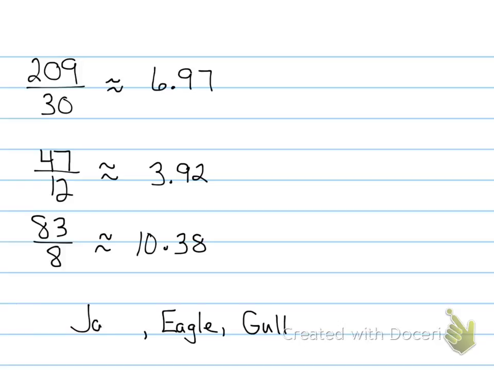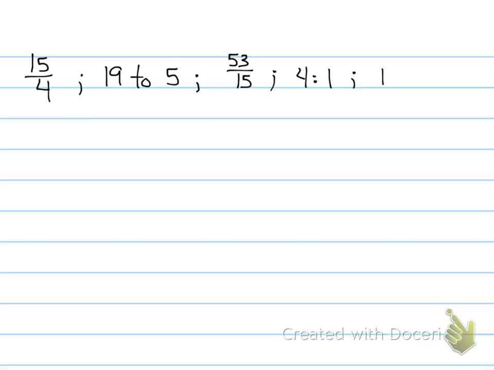All right, now, it's going to look a little different on your homework, so I just want to go over a problem that would look like your homework. Let's look at these ratios. We have 15 to 4. We have 19 to 5, and go ahead and write these in your notes. 53 over 15. 4 to 1. And 18 to 6. So these are all written in different formats, but they're all ratios.